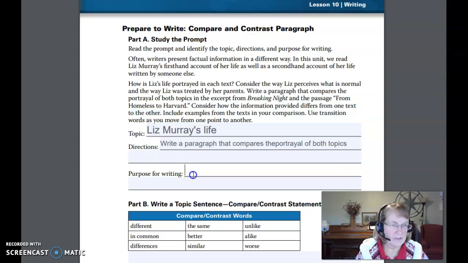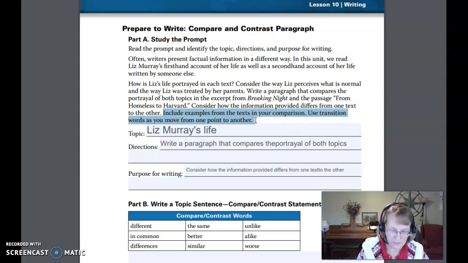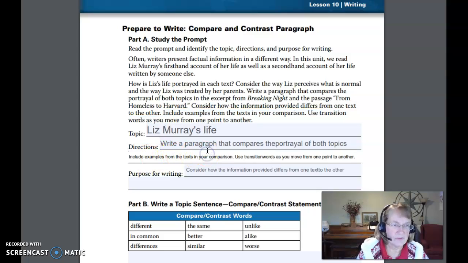Okay, so I'm going to put this information down here, and then we need to include examples from the text and use transition words as part of the directions. Okay, so that makes it really small because it has to fit in there, but examples from texts and use transition words. Okay, so that gives us some good, that helps us break down the prompt and make it usable.